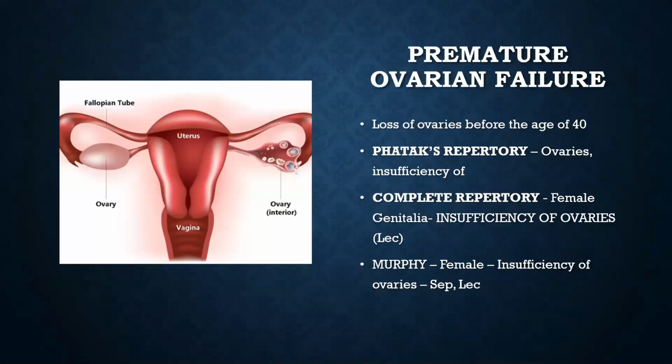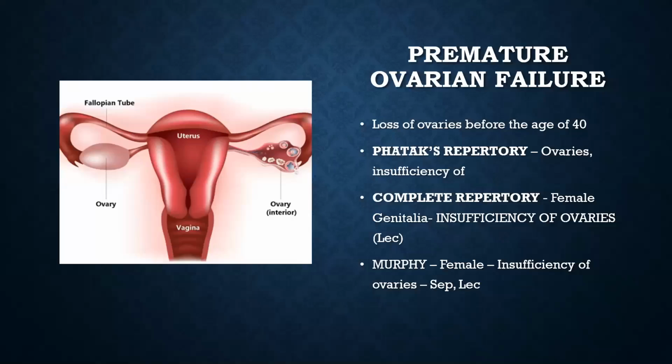I have found only 3 repertories which give the particular rubric. That is Phatak's repertory, Complete repertory, and Murphy's repertory. Under Phatak's repertory and Complete repertory, you can get the direct rubric, that is insufficiency of ovaries, and there is only one remedy given, and that is lecithin. And if you go back to Boericke's Materia Medica and search lecithin, you will find that ovarian insufficiency is written.